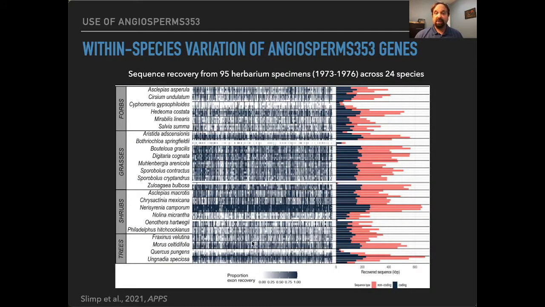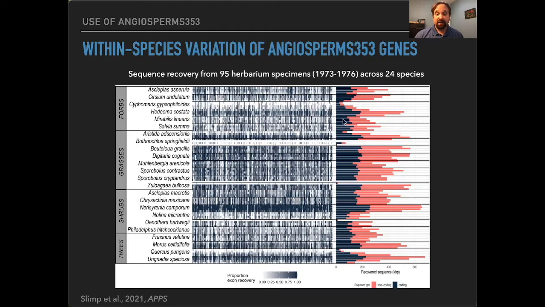In this study, Madeline sampled 95 specimens from 24 different species. All of the specimens are from a 50-year-old herbarium collection from the same region of Texas, the Guadalupe Mountains. Here you can see the heat map of gene recovery for each of the specimens, organized by species and by life history type. Recovery was weakest for one of our grass species that had tissue that was really tough to grind, so we think again that this is a result of poor DNA quality.